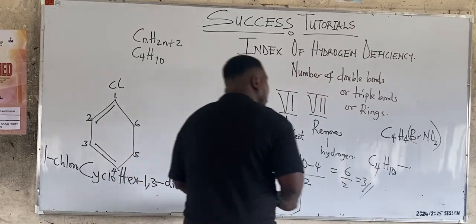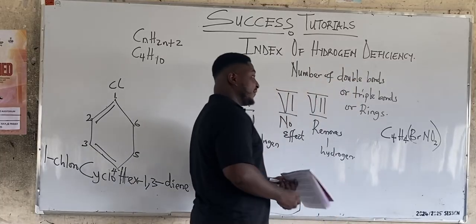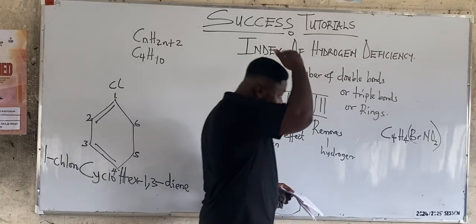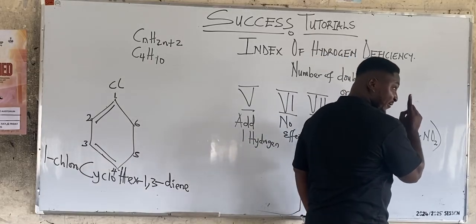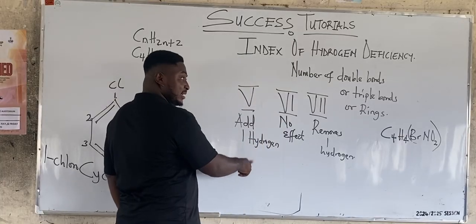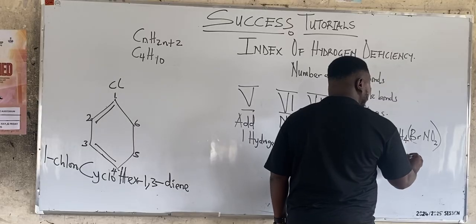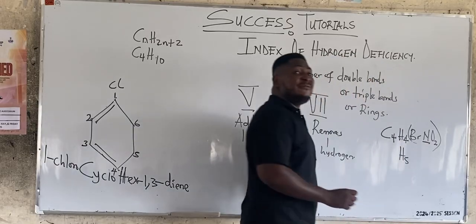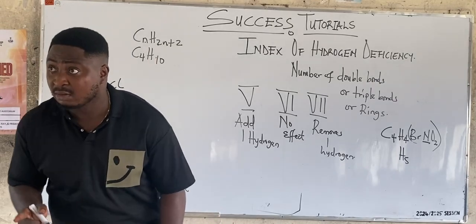So before you start doing your addition and subtraction, you first of all ask yourself, what will be the effect of these group 5 elements on my number of hydrogen? This nitrogen is a group 5. What does a group 5 element do to the organic compound? It adds 1. So from 4 hydrogens, our number of hydrogen will increase to 5 due to the presence of nitrogen. Because every group 5 element adds 1 hydrogen to the number of hydrogen in the organic compound.